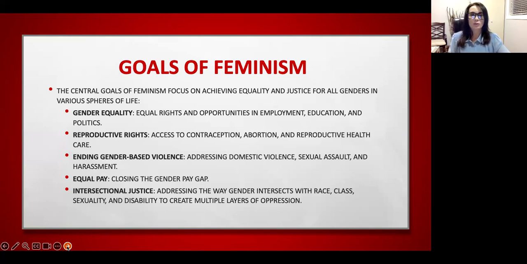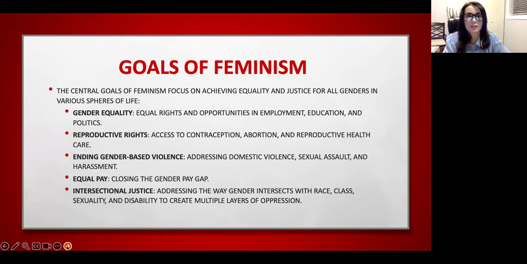Some of the main goals of feminism, the central goals, focus on achieving equality and justice for all genders in various spheres of society. As I mentioned, although many people say it's about women's rights, if women gain equal rights to men, then that means the gender rights will be equal. So in that sense, it focuses on inequality issues in society.